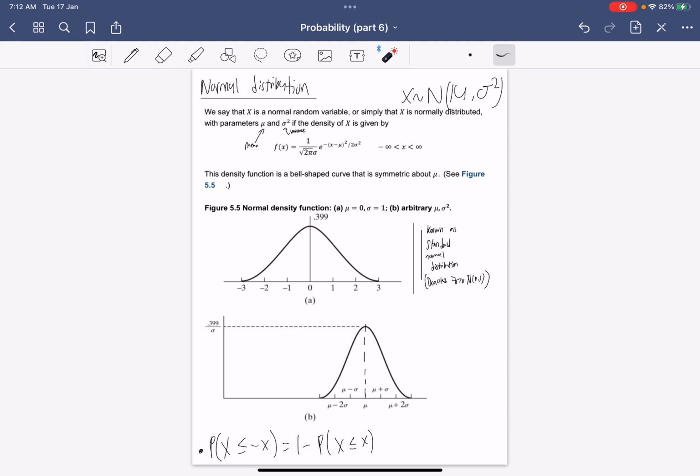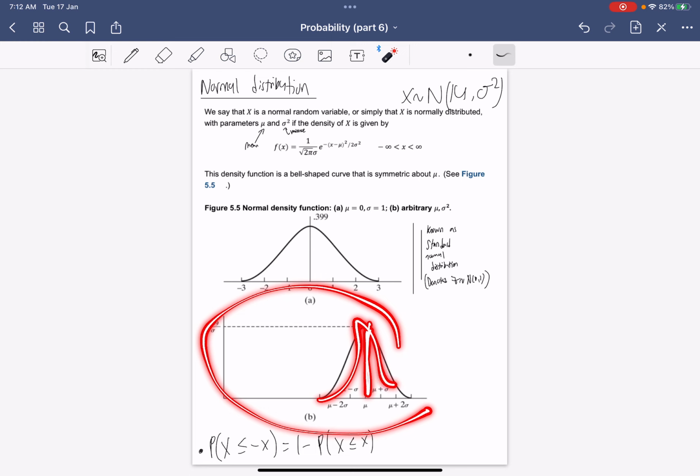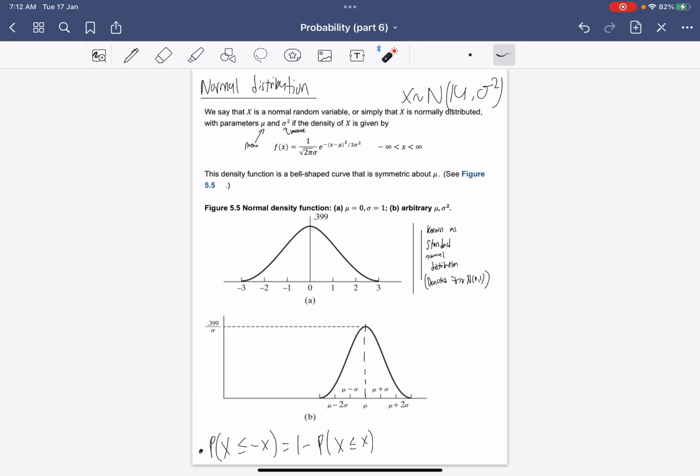This is called the standard normal, with mean 0 and standard deviation 1. Standard deviation 1, when you square it, is still 1, so the variance is 1 here. For the bottom one, it is an arbitrary mean and the sigma is also arbitrary. So this is the standard normal distribution, and the bottom one is just a normal distribution.